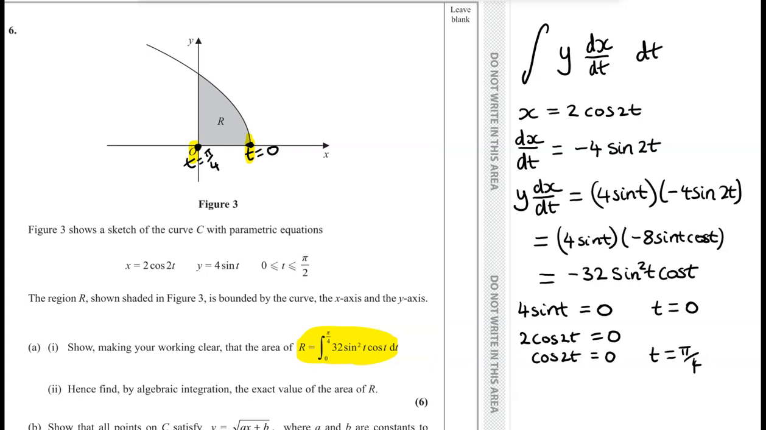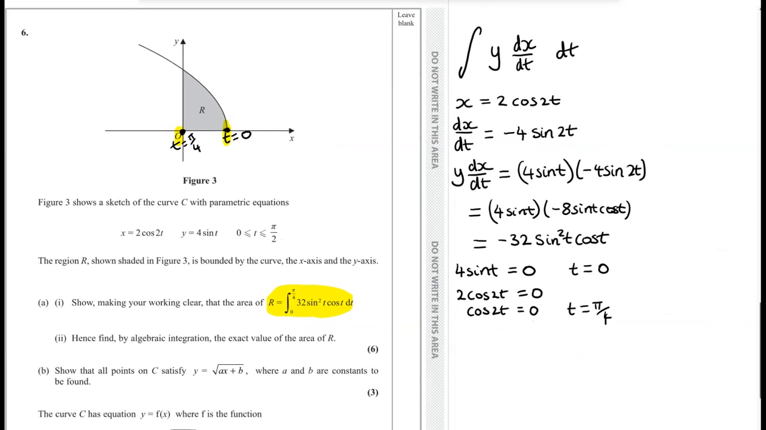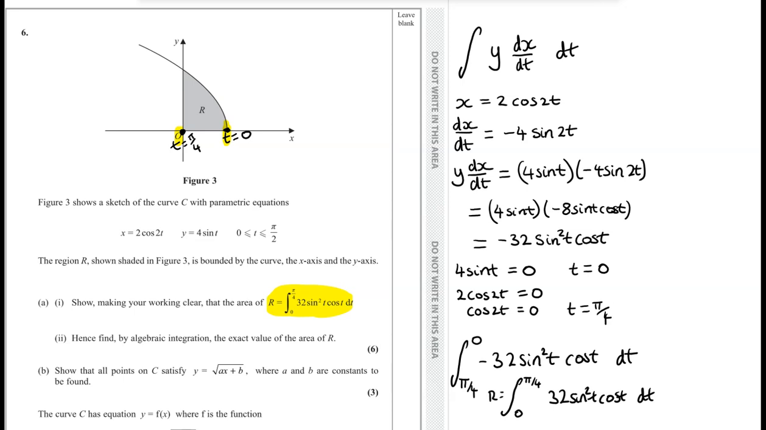So what this is going to look like is I would have 0 at the top, because the higher value of x has a t coordinate of 0, and then you'd have pi over 4 at the bottom here. So we'd end up with this. But if I switch the limits, I just need to times the expression which I'm integrating by minus 1. And then, there you go, we've got what we were trying to show. Okay, so that is going to be R equals that there.